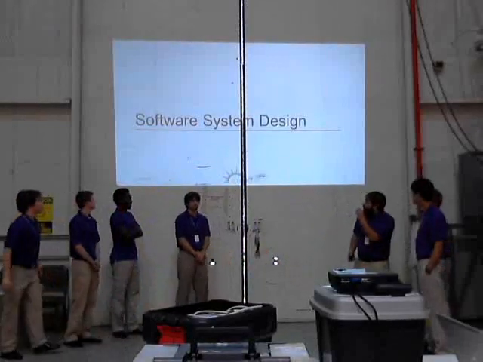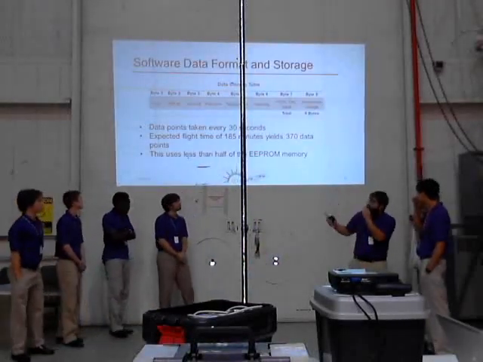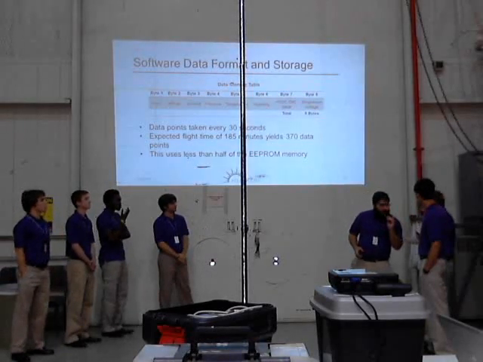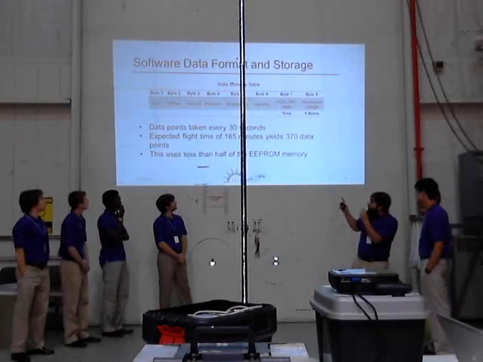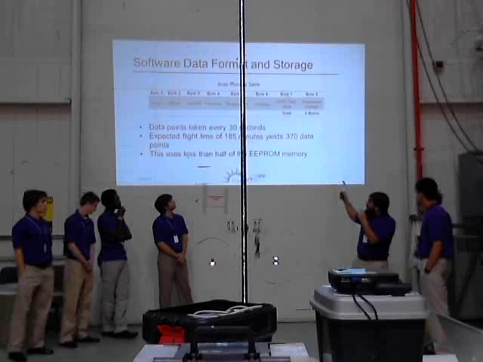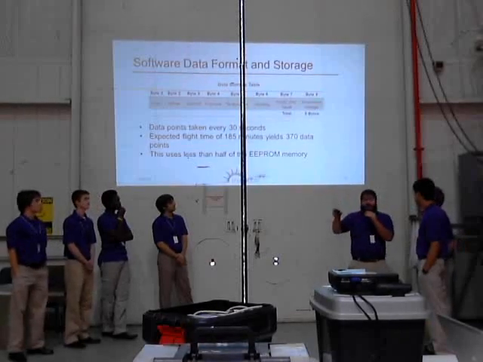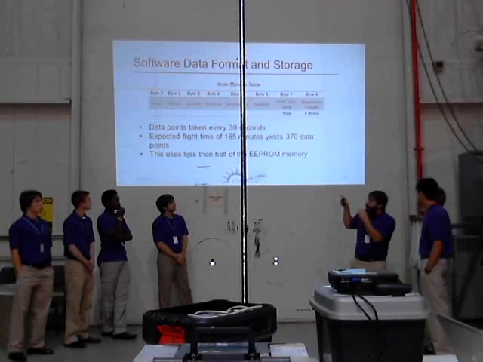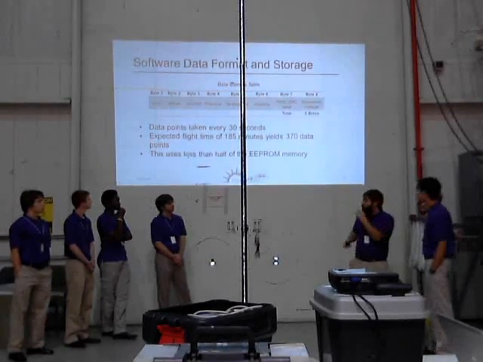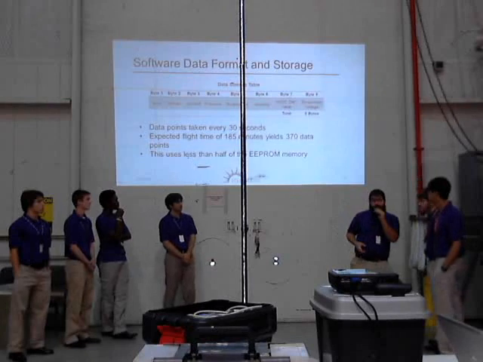For design, first, the software data format. The software data format is basically a calculation of how much each type of data will need to be. Each one is at 1 byte. We'll be taking 8-byte events at each data point. We'll be taking a data point every 30 seconds, and the flight will run for 185 minutes. This builds 370 data points. This uses less than half of the EEPROM's memory.